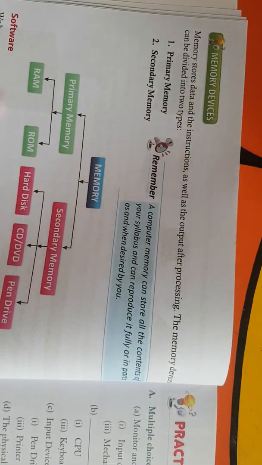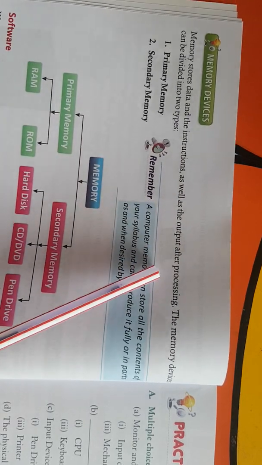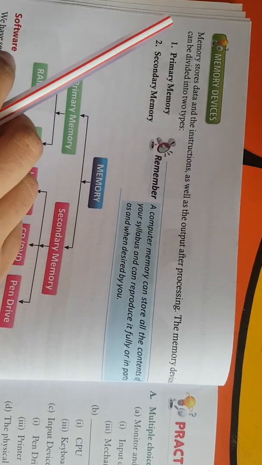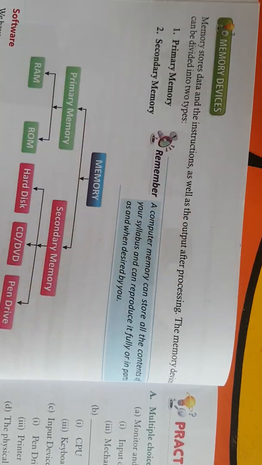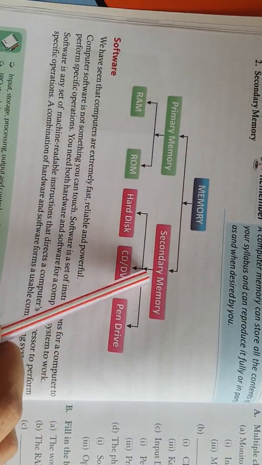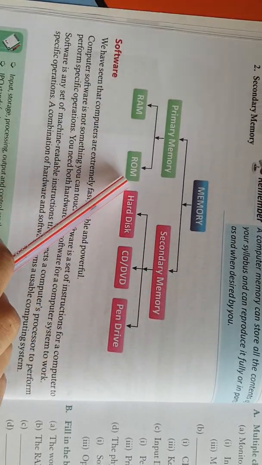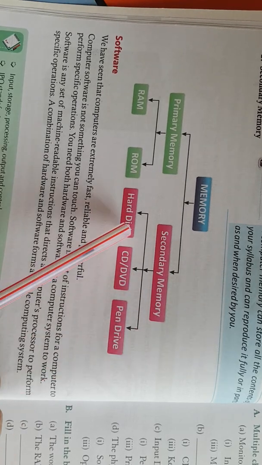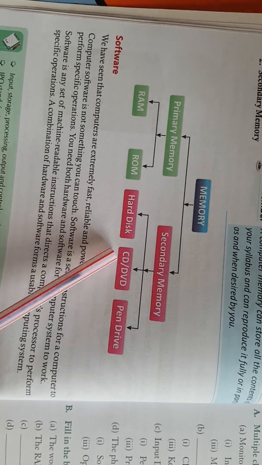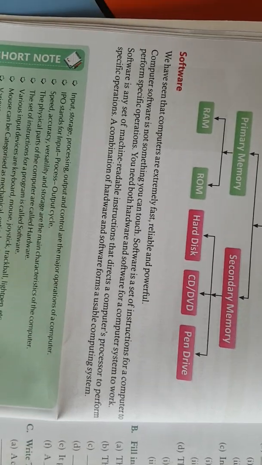Now memory device. Memory stores data and the instructions as well as the output after processing. The memory devices can be divided into two types. First, primary memory and second, secondary memory. In primary memory there are two memories, which are RAM and ROM, random access memory and read-only memory. In secondary memory there are many types of memories, which are hard disk, CD meaning compact disk, DVD meaning digital versatile disk, and pen drive.